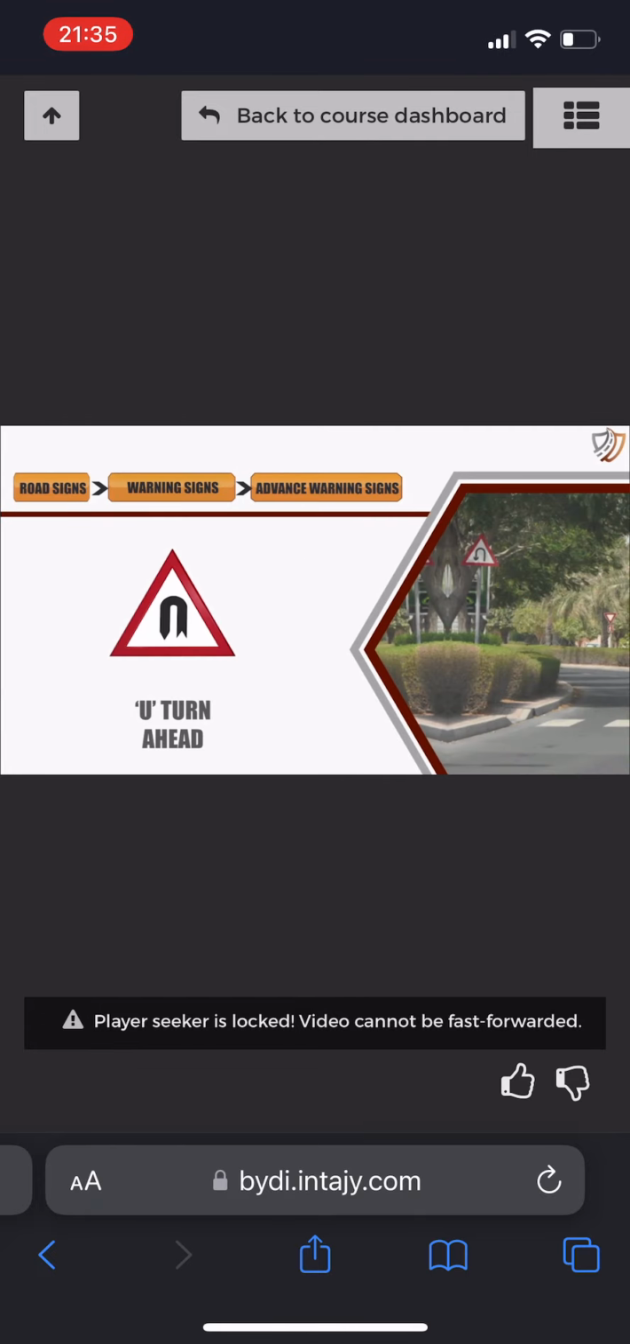U-turn ahead. The sign indicates that there is a U-turn ahead. This sign can be seen at main roads and before traffic signals. If the motorist wishes to make a U-turn, they must position appropriately in the lane.